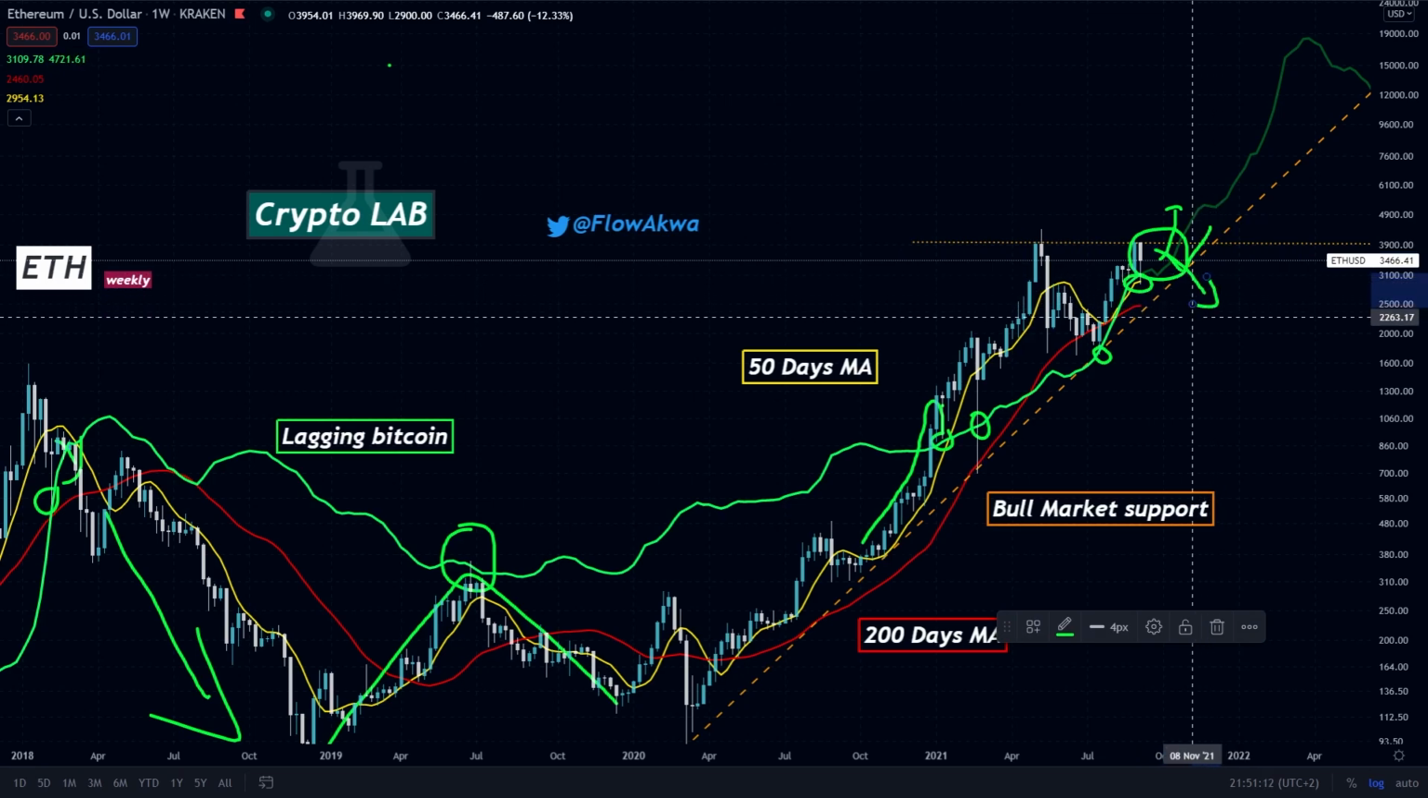For now, there are a lot of bullish signals, so I'm staying bullish for this market. But we have to pay attention to what will happen and to be prepared for every scenario.